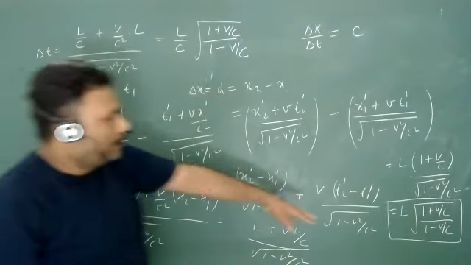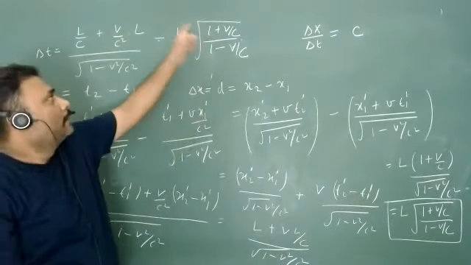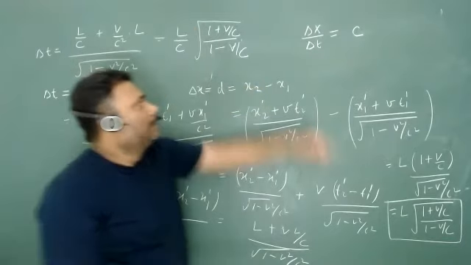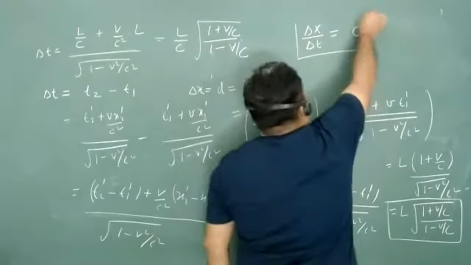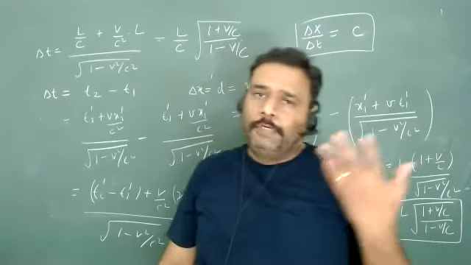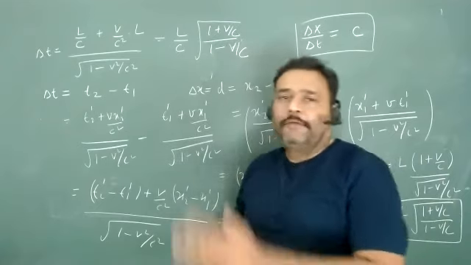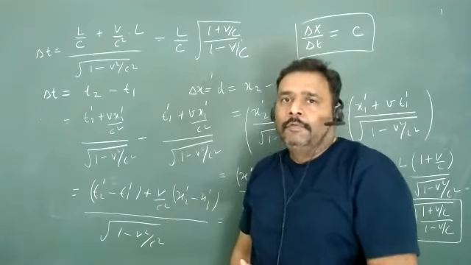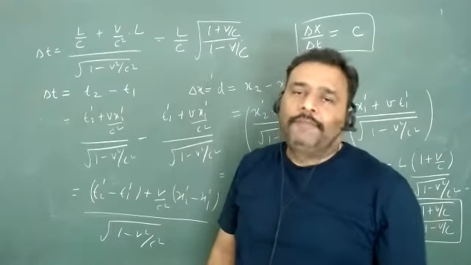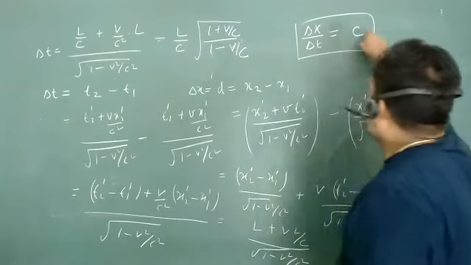Just try to divide it. Just divide delta x by delta t. L will be cancelled, and you have c. So with the help of the Lorentz transformation, you can prove that the speed of light from one frame or from another frame is always invariant, and that value is nothing but c.